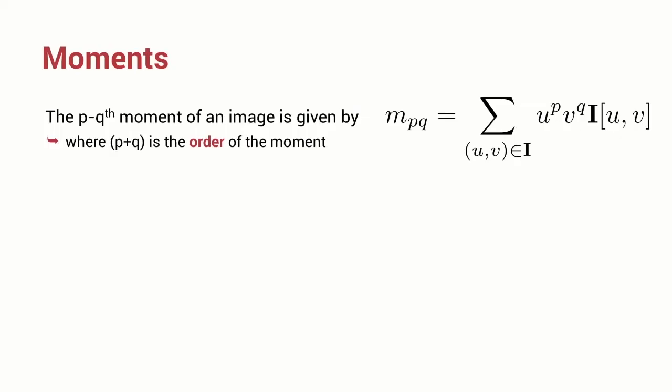A technique that's going to be really helpful for us in this endeavor is to compute what are called moments of the image. The moment is given by this equation, and there are 2 parameters to the moment, p and q, and so we refer to the p-qth moment of an image. So the moment is simply the sum over all of the pixels in the image of the u coordinate of that pixel to the power of p, the v coordinate to the power of q, multiplied by the value of the pixel at that particular coordinate. And at the moment we're dealing with binary images, so the pixel value is either 0 or 1.